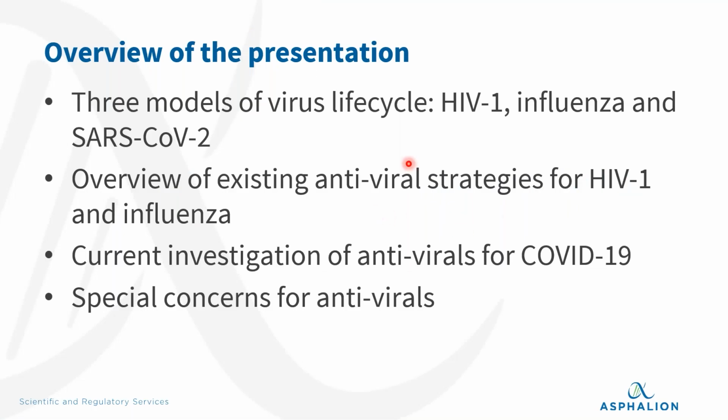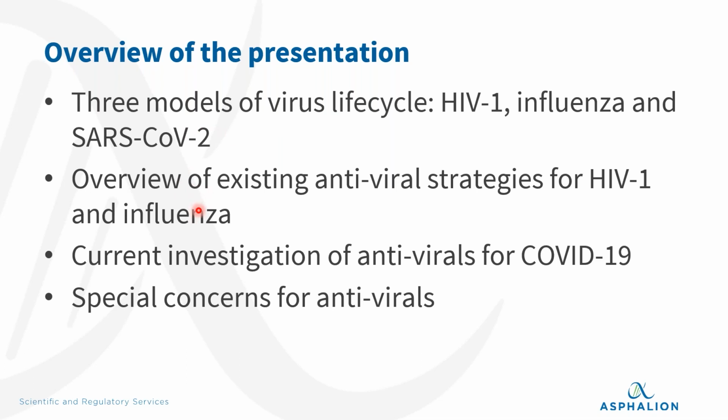Right, so this is a little bit of a summary of what we're going to talk about today in the presentation. We're going to go through the life cycles of three models: HIV, influenza, and obviously SARS-CoV-2, that I may call COVID-19, even though the virus is called SARS-CoV-2. We're going to talk a bit about how they infect cells and what their life cycle is, to work out where we can target them.